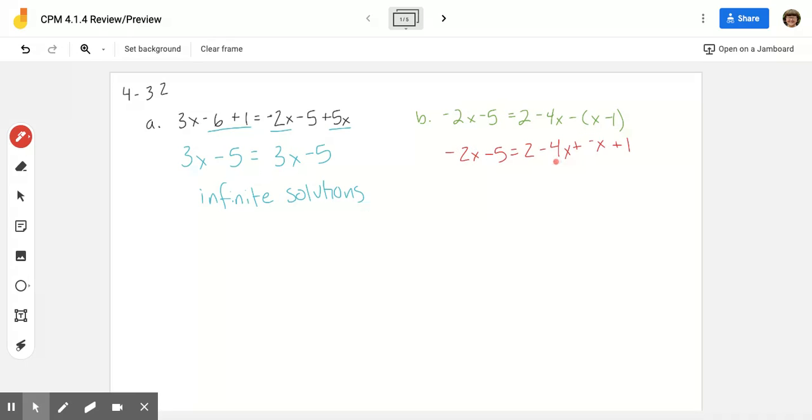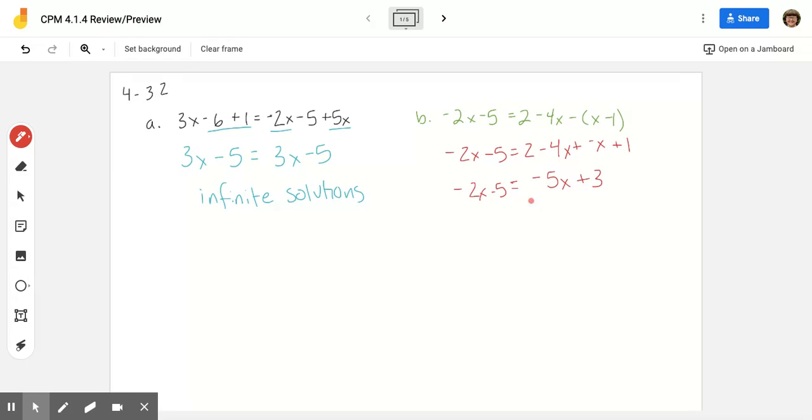So now let's look at our like terms. I'm subtracting 4x, and then I'm subtracting 1 more x. So that's going to be negative 5x. And then I have a 2 plus a 1, which will be a 3. So we end up with negative 2x minus 5 equals negative 5x plus 3.